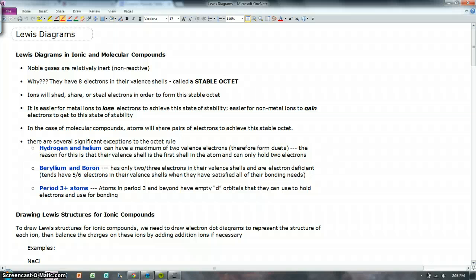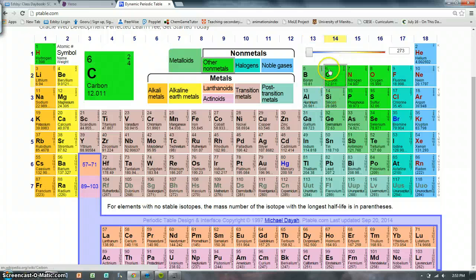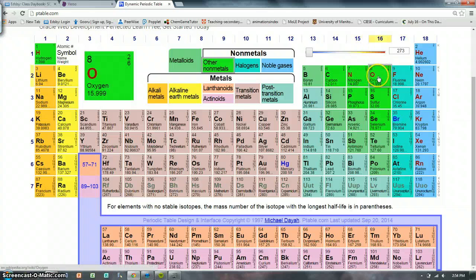So atoms will tend to shed, share, steal, move electrons around to get this stable octet and become ions. Now it's much easier for metals here on the left hand side, the first 3 columns, to lose electrons. You want a full 8, it's much easier to lose 3 than to gain 5. These guys over here on the right hand side, columns 15, 16, and 17, they certainly prefer to gain electrons because it's easier to gain 3, gain 2, or gain 1 than to lose 5, 6, or 7. So these tend to lose electrons.